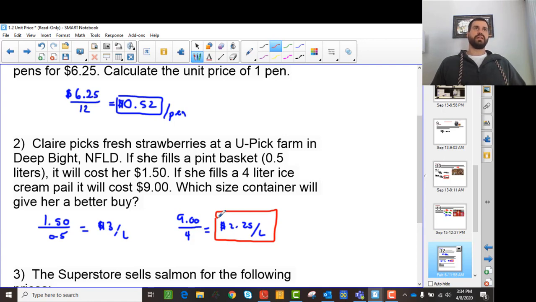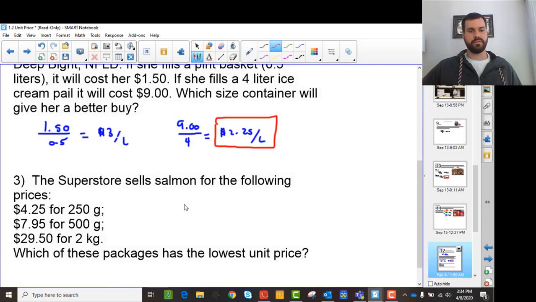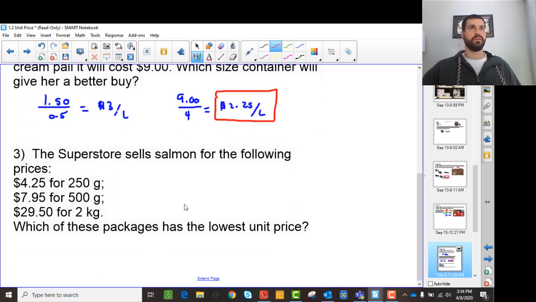So it's a better unit price, but I'm trying to emphasize to you, because I think it's important to understand, that the unit price itself is not the only consideration when you're buying things. Okay, but it is different. Now this one's a little bit different because you notice this is in grams, and that's in kilograms.